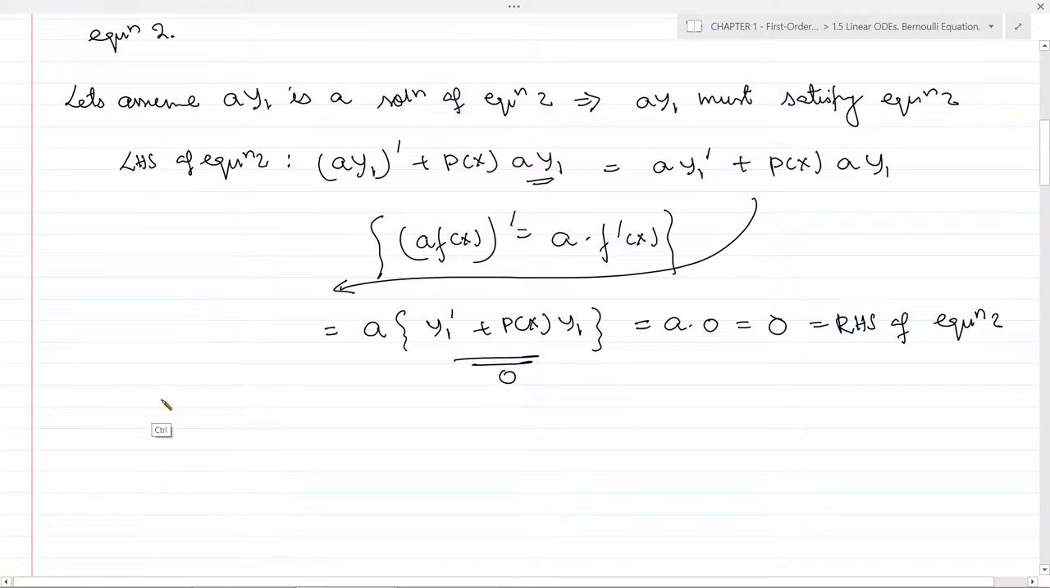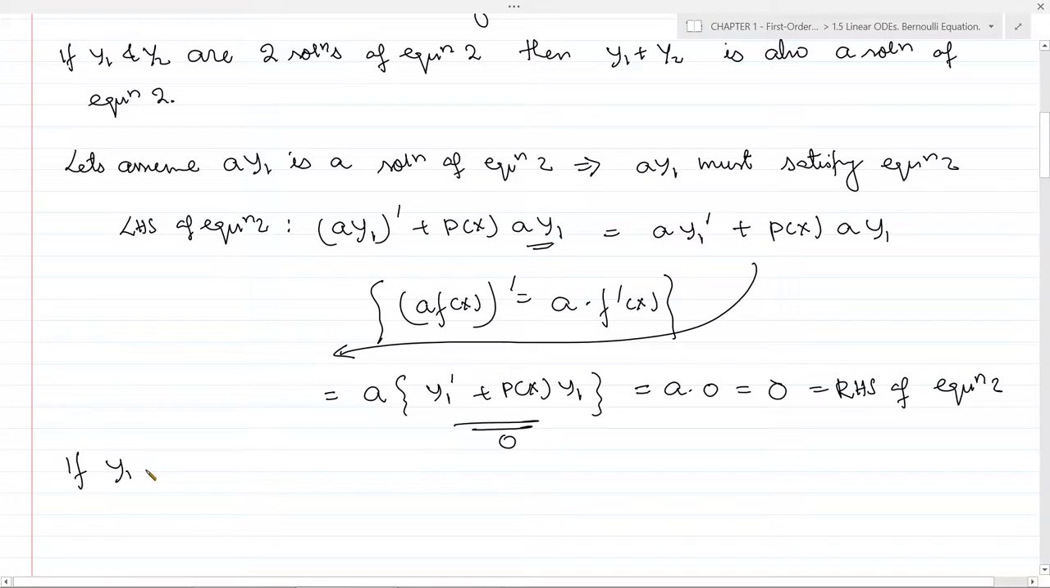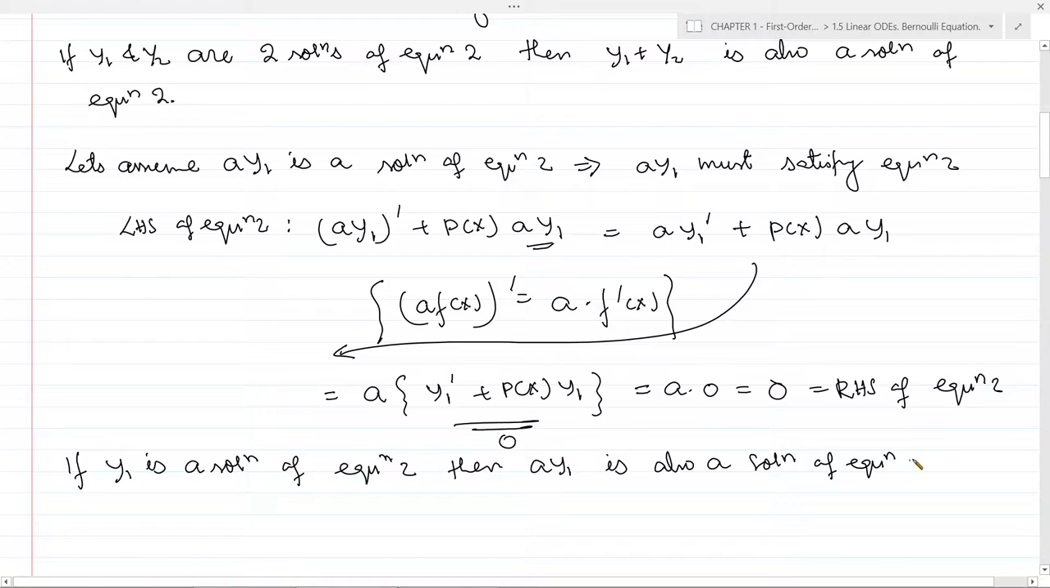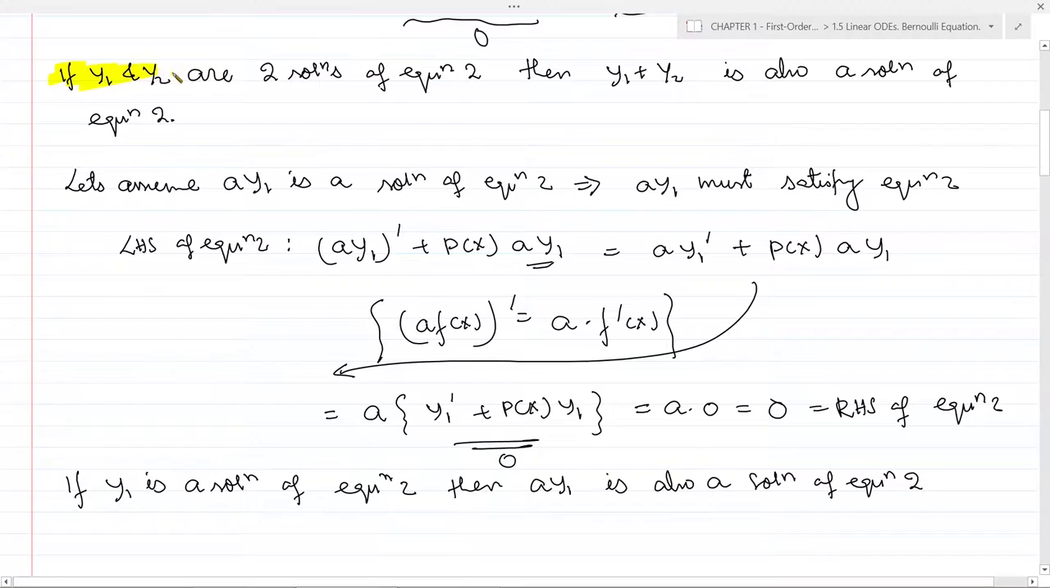That means now we can write, if y1 is a solution of equation 2, that is the homogeneous linear ODE, then Ay1 is also a solution of equation 2. Now let us highlight those properties. So this is one property and this is another property, and both these are properties of equation 2, that is the equation of homogeneous linear ODE. So you can remember these properties, and these properties will be quite useful.